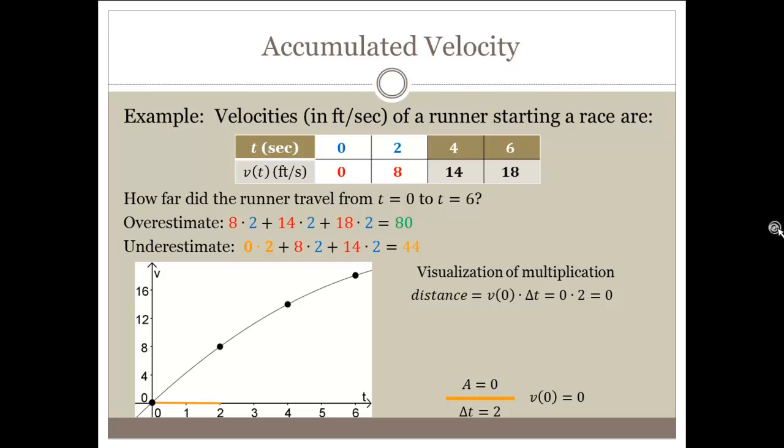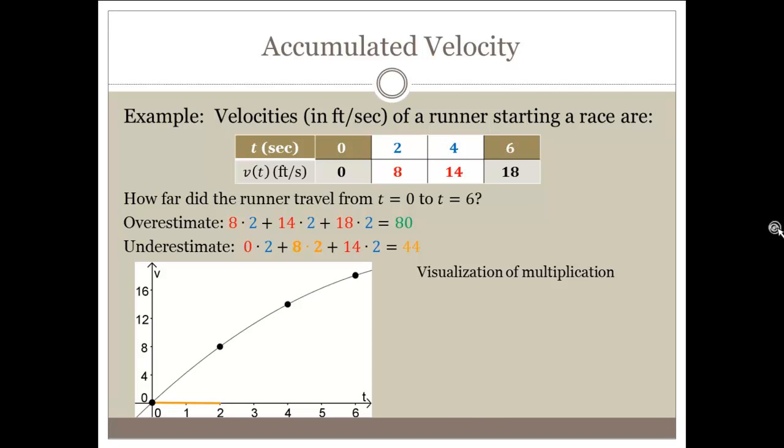Moving on to the other intervals, we will next look from t equals 2 to t equals 4. Here, the distance traveled was approximated as the velocity at 2 seconds, which was 8, times the time interval, which was 2 seconds, for a total of 16 feet. We can visualize this as a rectangle with height 8 and width 2, giving an area of 16.